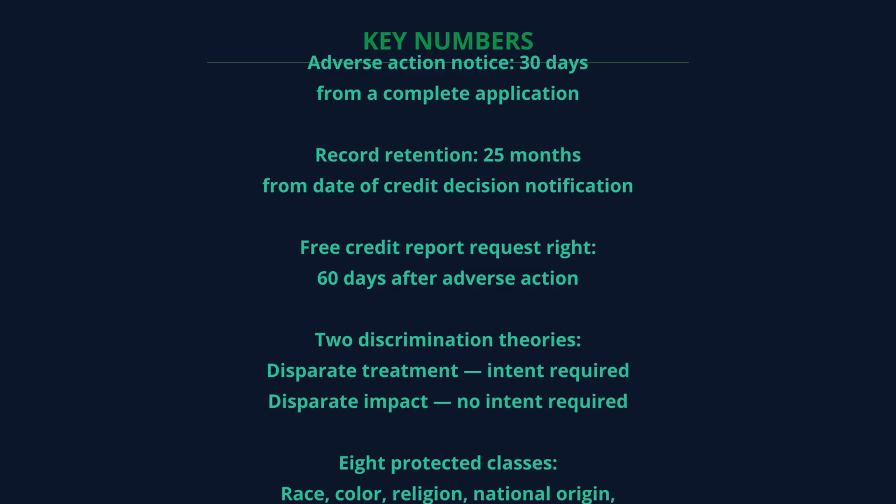Key numbers for ECOA. Adverse action notice, 30 days from a complete application. Record retention, 25 months from date of credit decision notification. Free credit report request right, 60 days after adverse action. 2 discrimination theories, disparate treatment, intent required, disparate impact, no intent required. 8 protected classes, race, color, religion, national origin, sex, marital status, age, public assistance.